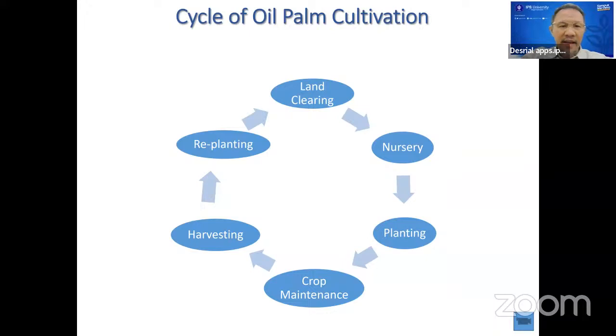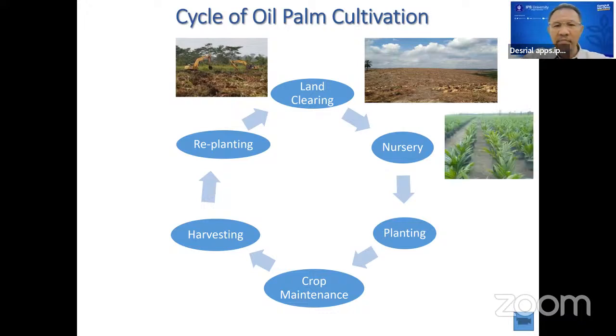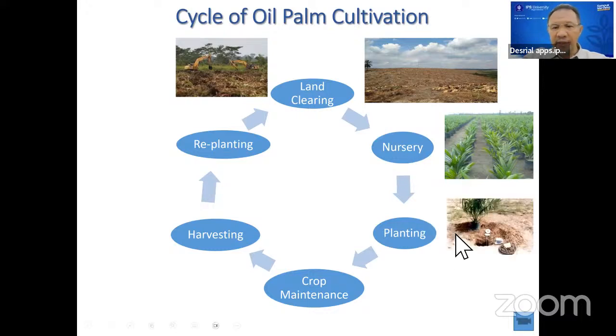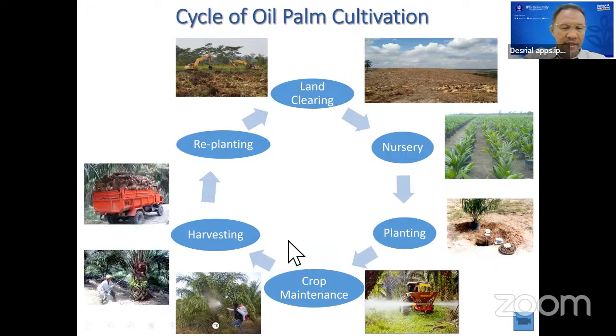This is the cycle of palm oil cultivation, starting from land clearing. In land clearing, we have to open the land for planting the nursery of the oil palm. Then we transplant the nursery. In the planting, we still do it like this without any kind of machinery yet. For crop maintenance, we do spraying and also fertilizer application. And then we continue to the harvesting.